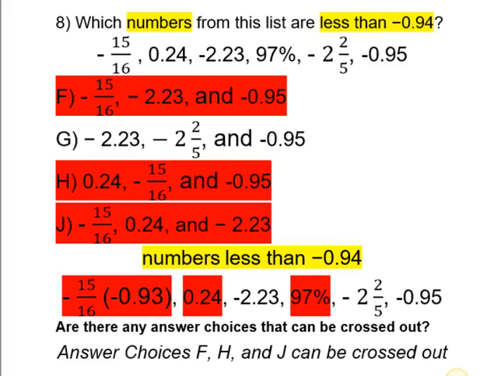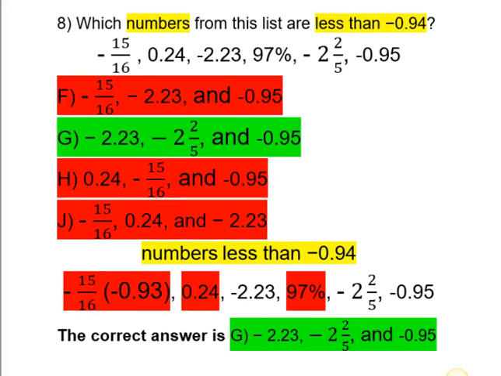Now, we only have one answer left, and that is G. G is our correct answer. Negative 2.23, negative 2 2/5, and negative 0.95 are all the answers that are less than negative 0.94. Let's move on to question number 9.